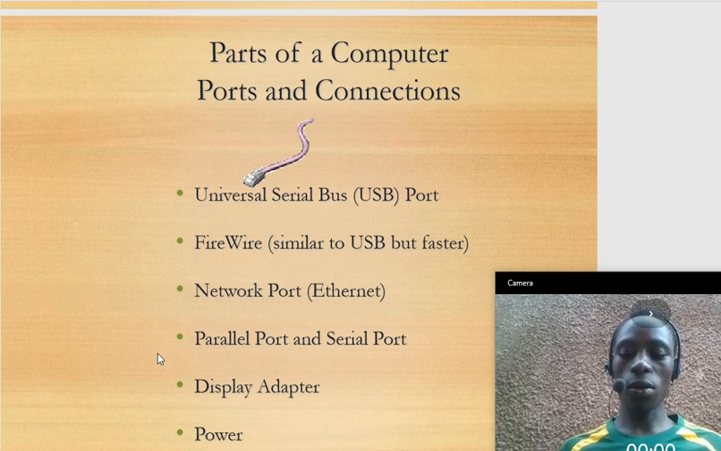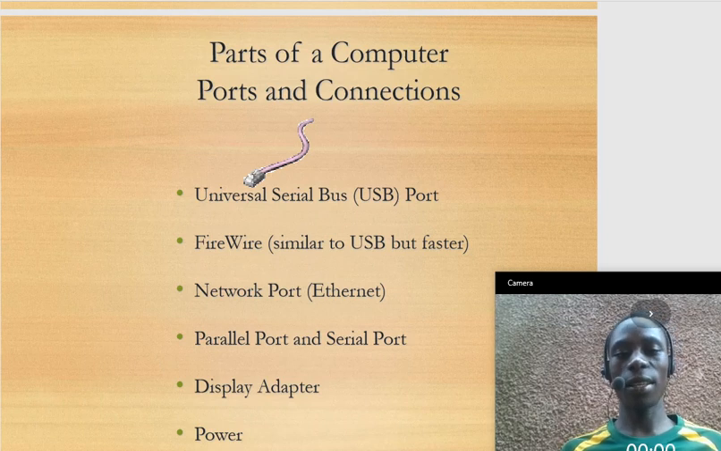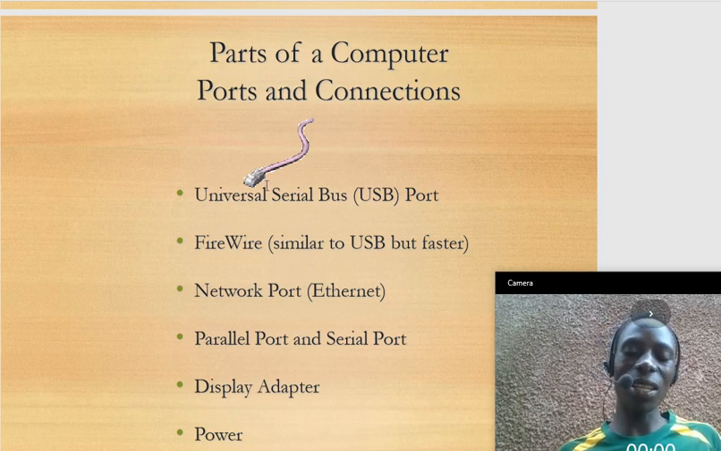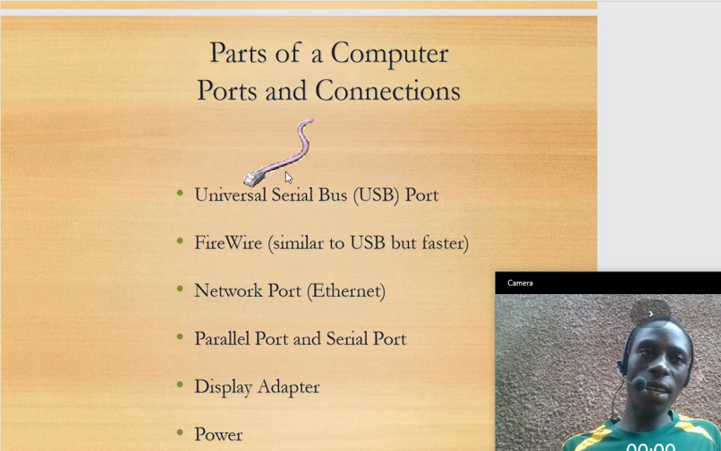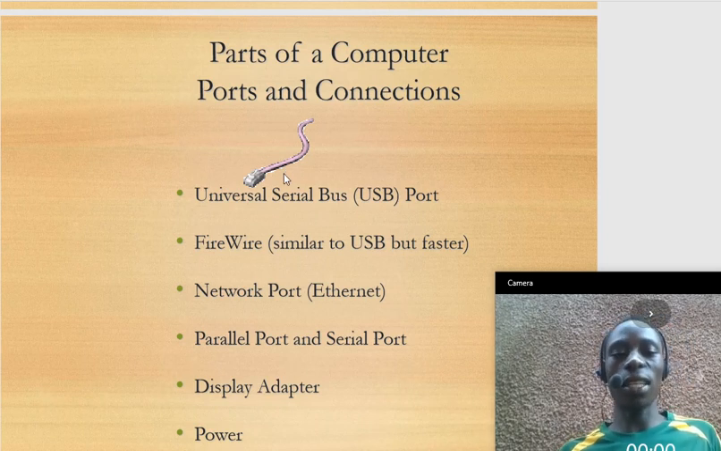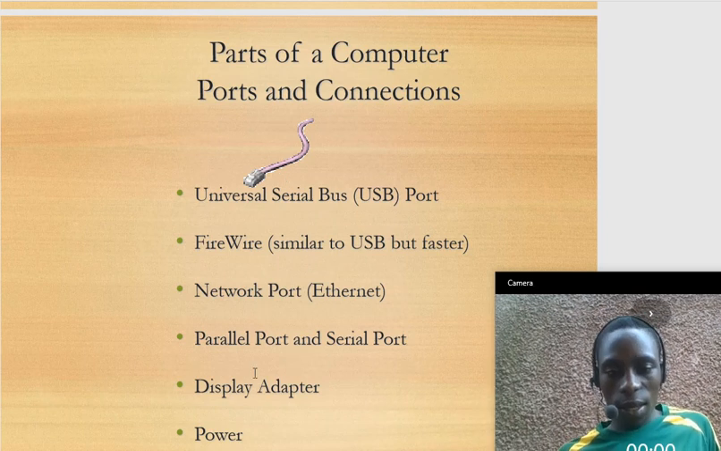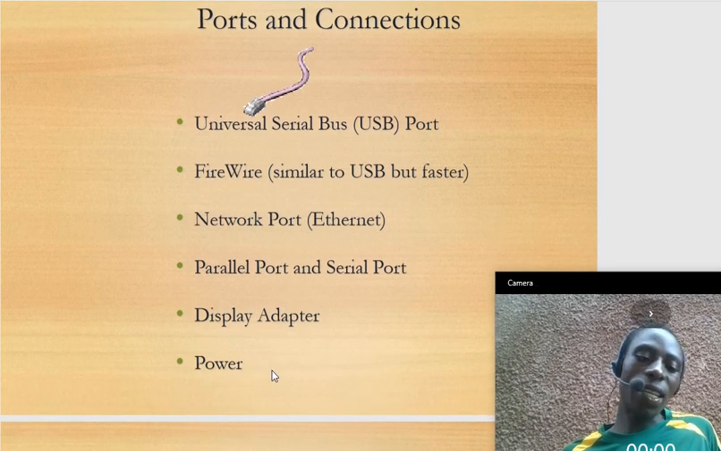We are going to look at all these practically in some slides. We have the network port. This network port goes in a network; the network cable goes in the network port. It is sometimes called the Ethernet cable. So we have the Ethernet cable or the network cable that goes in a network port. We have a parallel port and serial port. We have a display adapter and power. So the power cable goes in a power port.